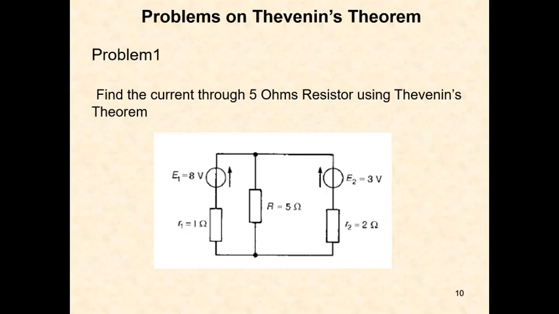The first voltage source, 8 volts, is in series with a 1 ohm resistor. The second voltage source, E2 equal to 3 volts, is in series with a 2 ohm resistor. These two voltage sources are connected in parallel and the load is connected across these sources, that is the 5 ohm resistor. The problem is to find the current through the 5 ohm resistor using Thevenin's theorem. We can easily find it by other methods, but here we find the current by using Thevenin's theorem.